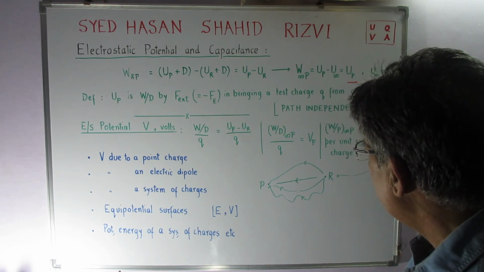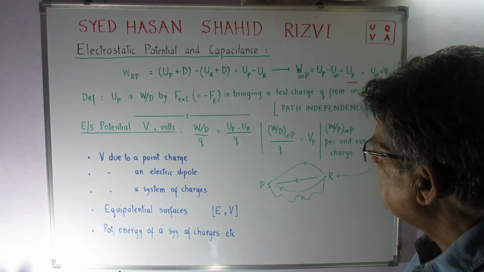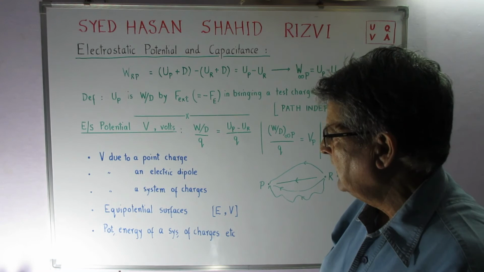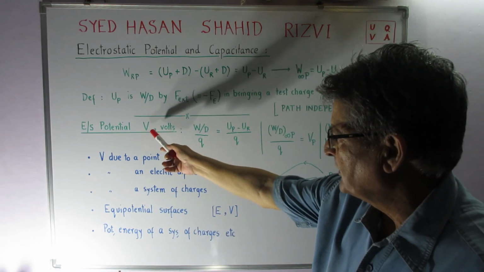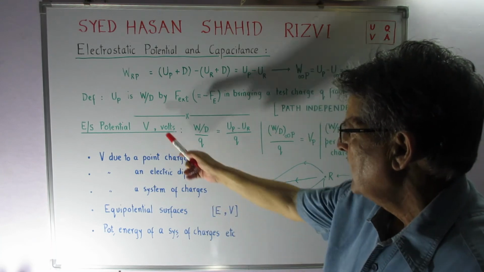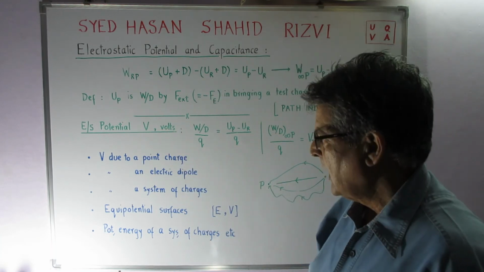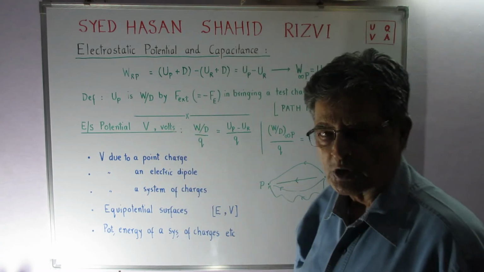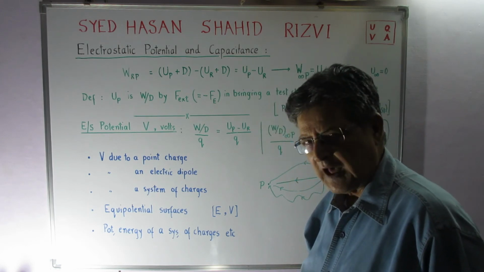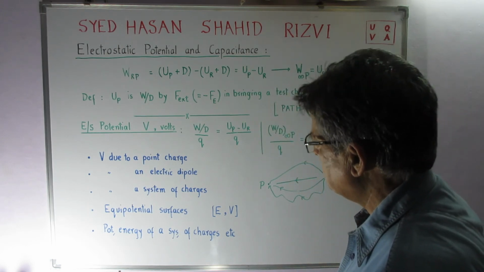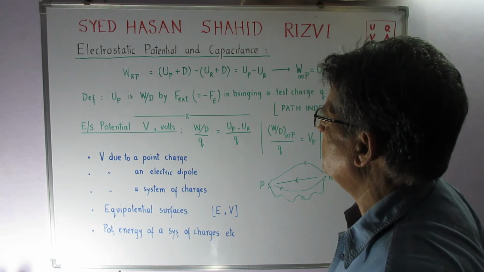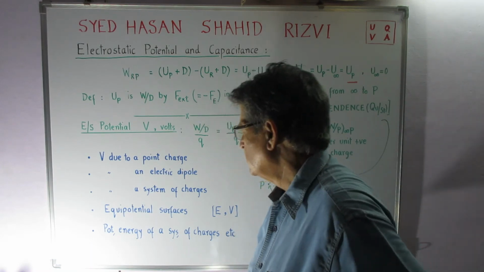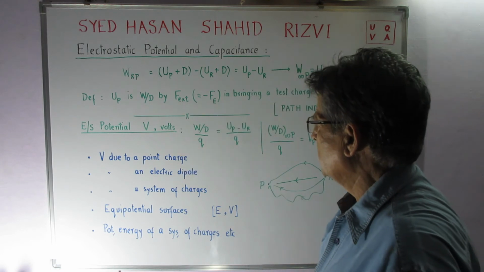Now we define the electrostatic potential, which is represented with letter capital V, and the unit is volts. I'll not talk about the unit just now, but this is in the name of Mr. Volta, who was associated with a voltaic cell, and to honor him, this very beautiful concept of potential is expressed in terms of volts in his name.